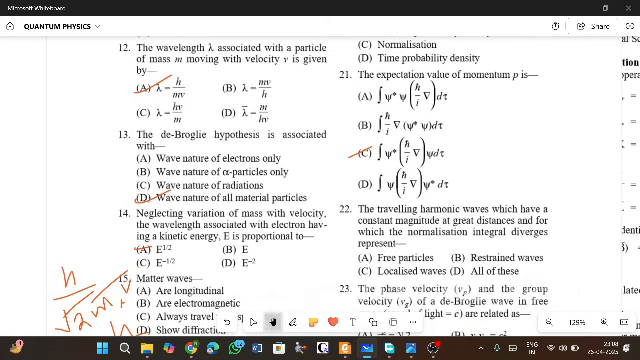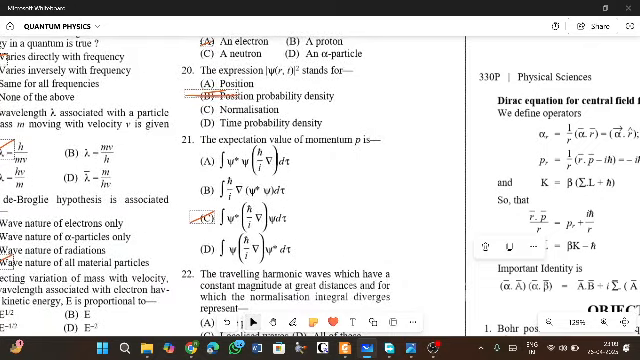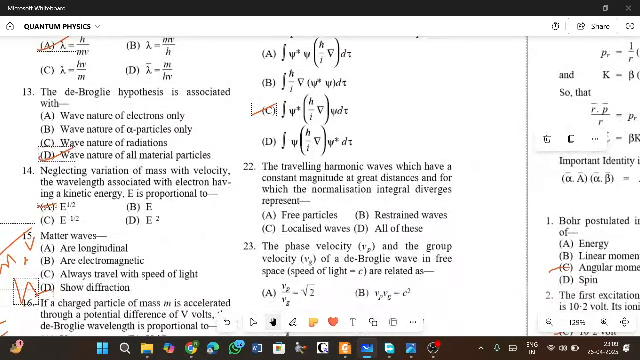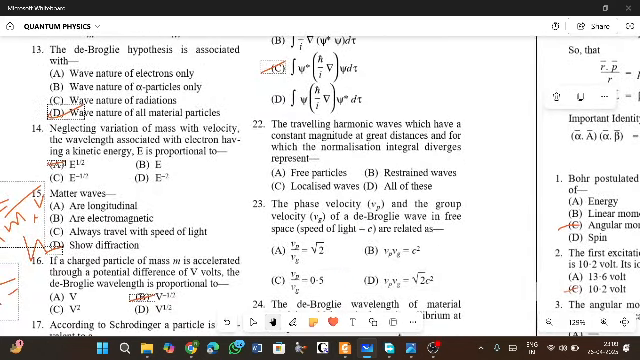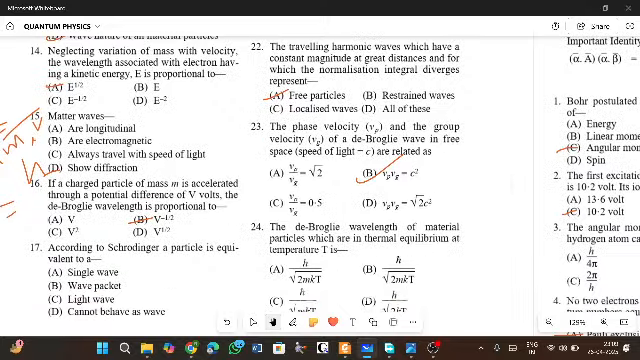Then we will have the next question. The traveling harmonic waves have a constant magnitude at greater distances, and for which the normalization integral diverges, represent a free particle. The phase velocity and group velocity of de Broglie waves in free space are related by Vp into Vg equal to c square. C is nothing but the velocity of light.